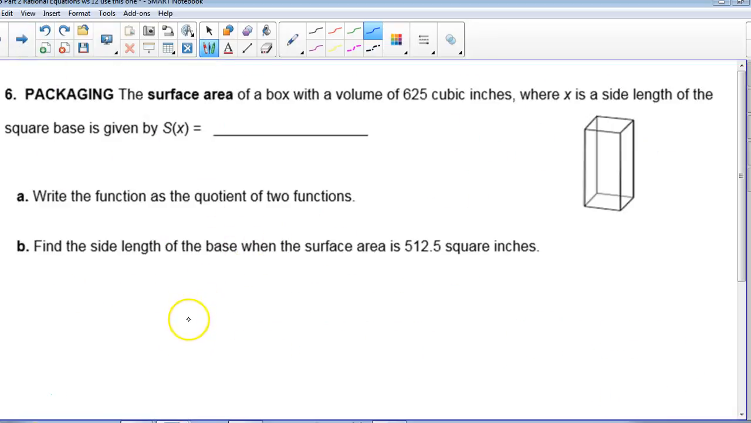All right, goofy one. I wish everybody was here for this one because this is a little bit tricky. I did put it on the test or quiz, I don't think though, but it says the surface area of a box that has a volume of 625 cubic inches. Now, normally, volume is length times width times height, right? But we don't want 3 different variables here, so we got to figure out what's going on. The box has a square base that is x by x.